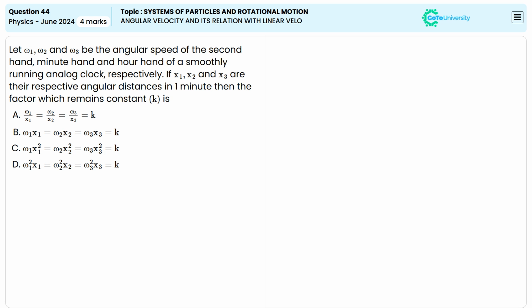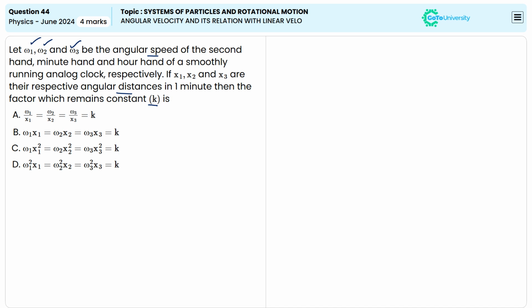So the question is, which factor remains constant for a given question related to the angular speed and their angular distance? Whereas omega 1, omega 2 and omega 3 represent the angular speed in terms of second, hour and minute. Whereas x1, x2 and x3 represent their corresponding angular distance.